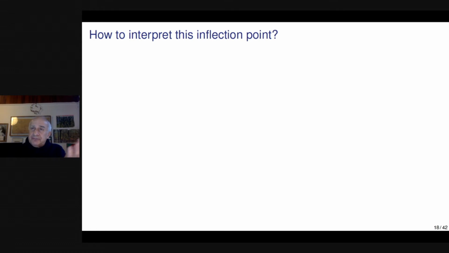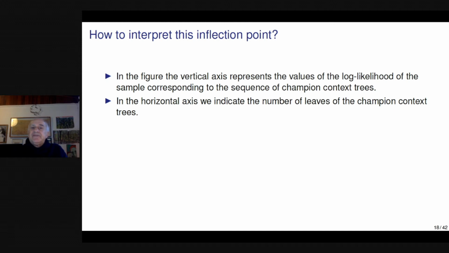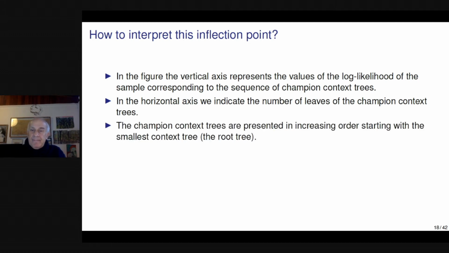How to interpret the inflection point? Well, do you have an idea? So in the figure, the vertical axis represents the values of the log likelihood of the sample corresponding to each one of the champion context trees. In the horizontal axis, we indicate the number of leaves of the champion context trees. The champion context trees in the figures are presented in increasing order, starting with the smallest one, the root tree, which corresponds to assuming that the data was generated independently. And then we start adding branches to this tree.